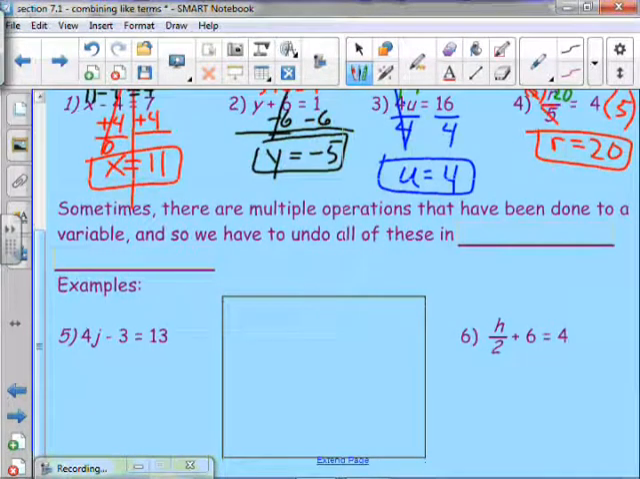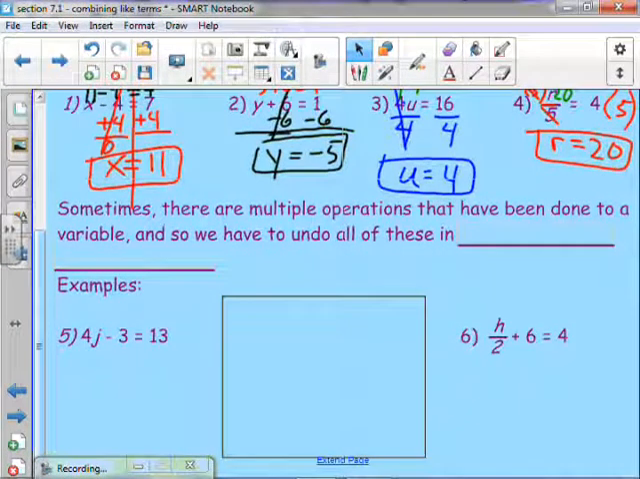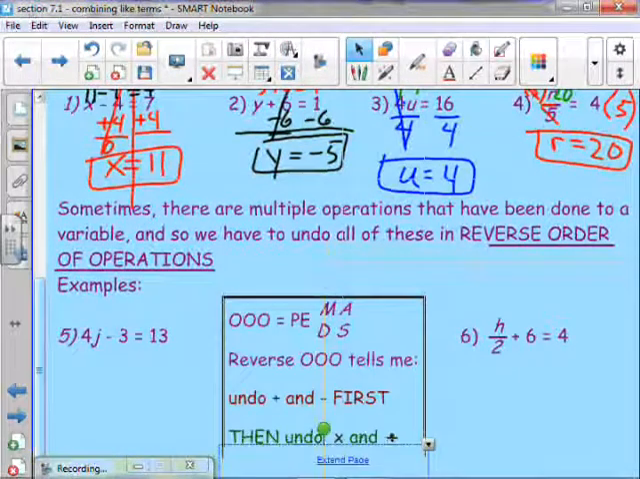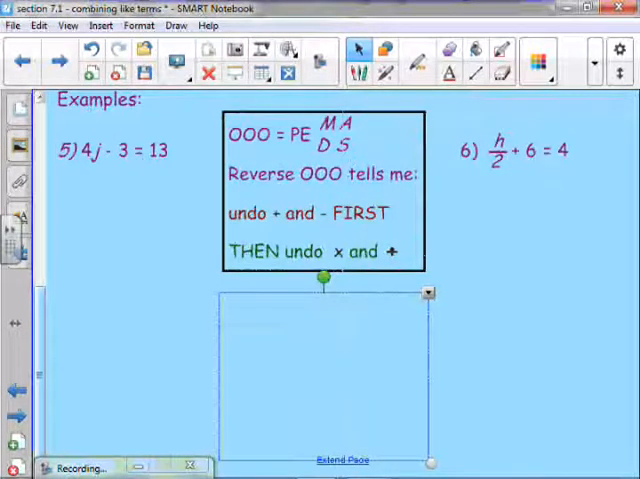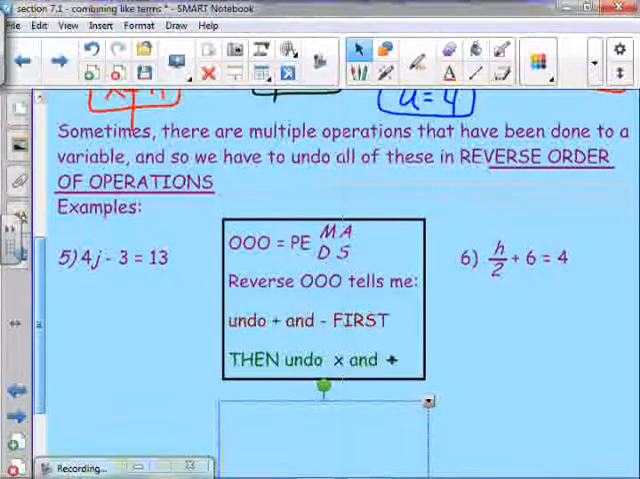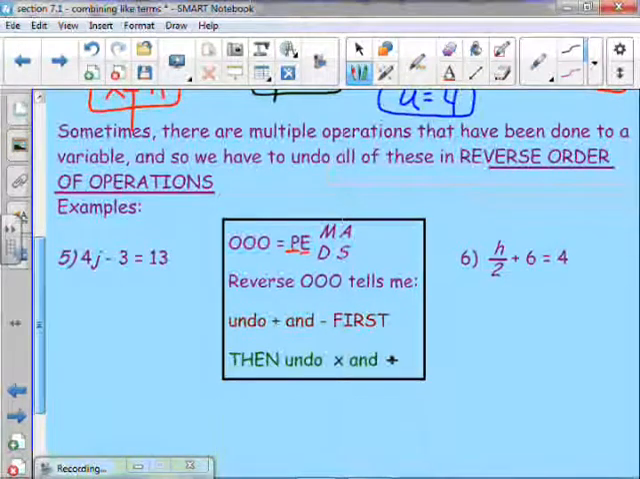However, those were simple cases. Sometimes there are multiple operations that have been done to a variable, and so we have to undo all of these, and here's the big point that I want you to remember. I have to do them in reverse order of operations. Okay? So, I gave a couple of examples, and I'm going to reveal these right here. Remember, order of operations tells me that I have PEMDAS, is the way we've talked about it. Parentheses go first, then exponents, then multiplication and division together, and then addition and subtraction together last.